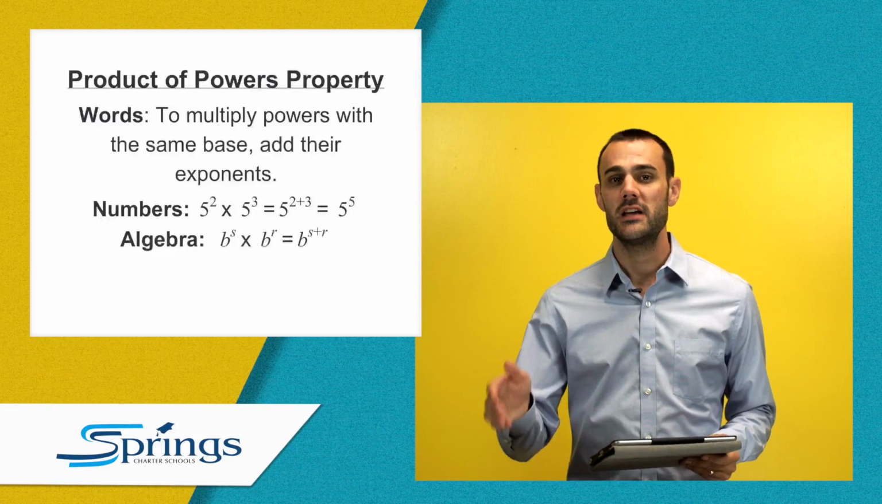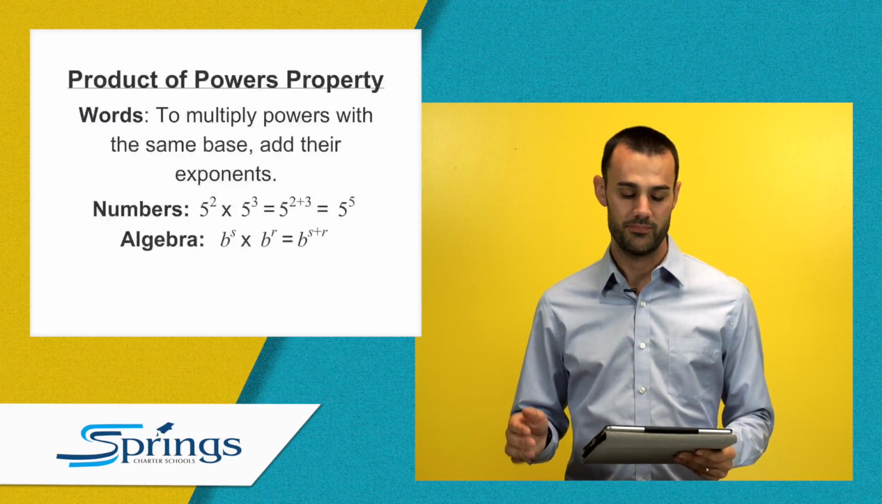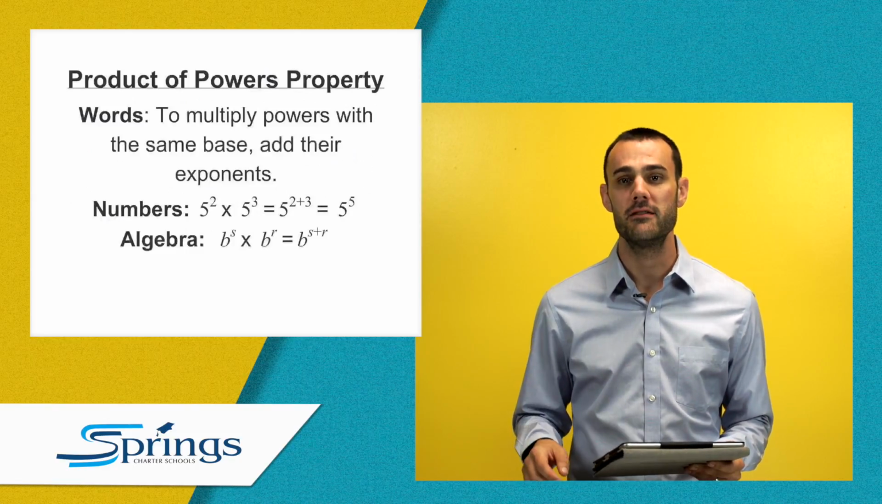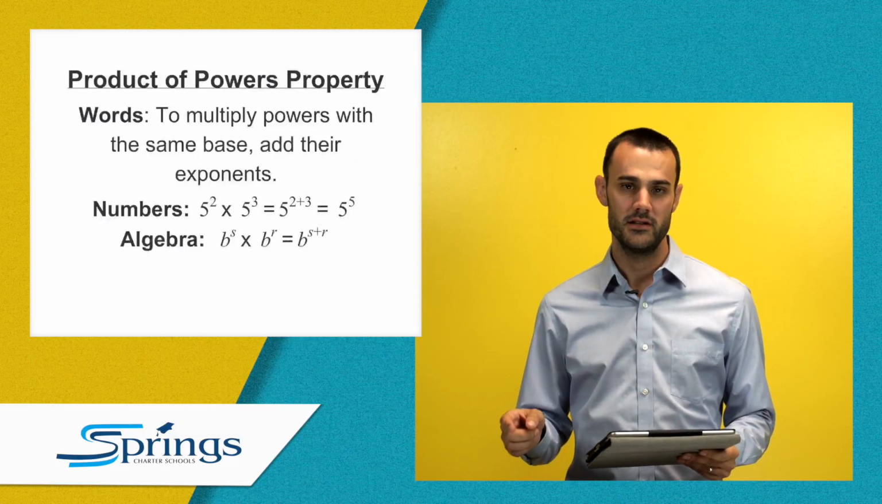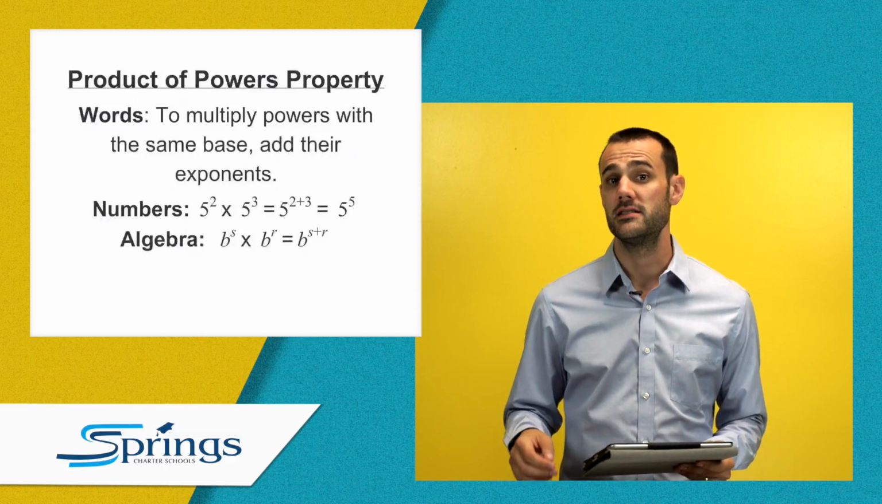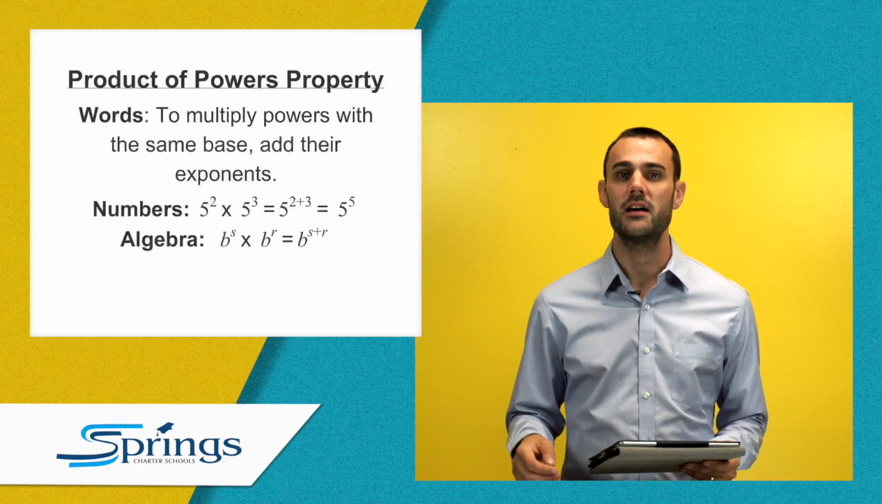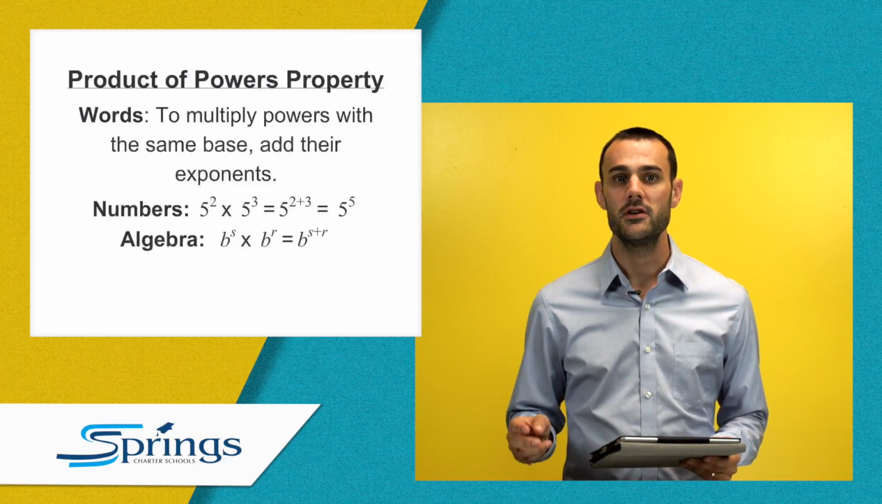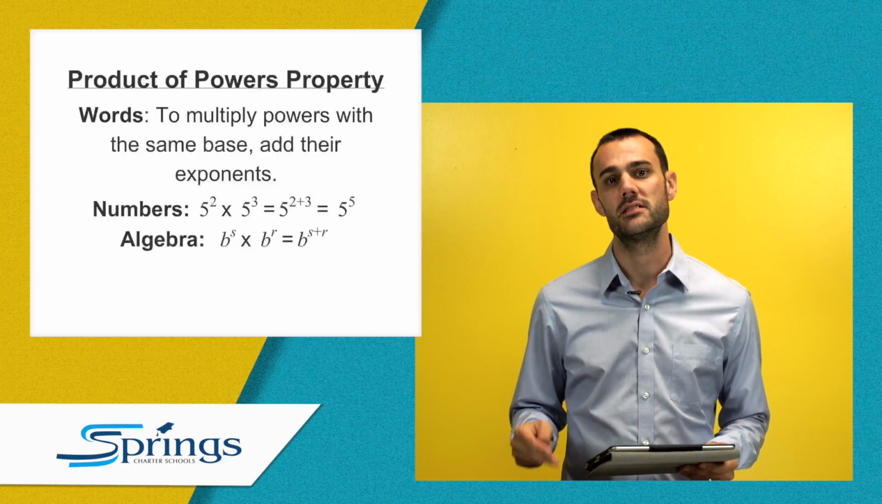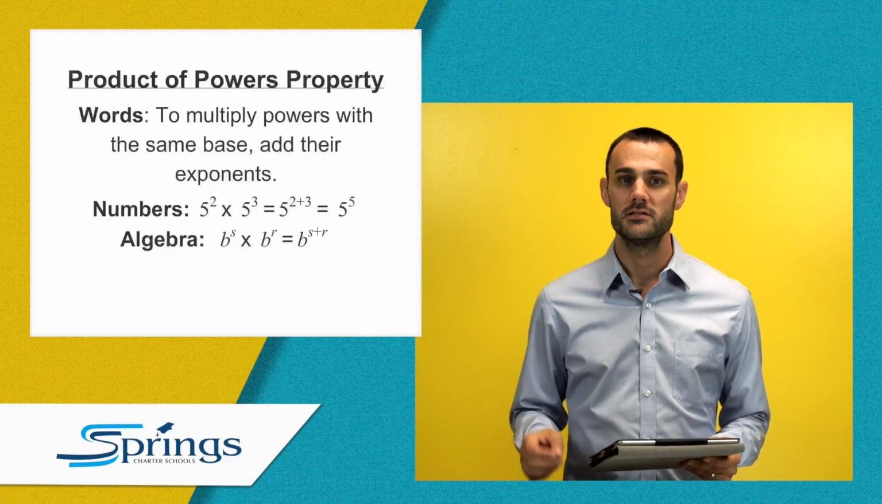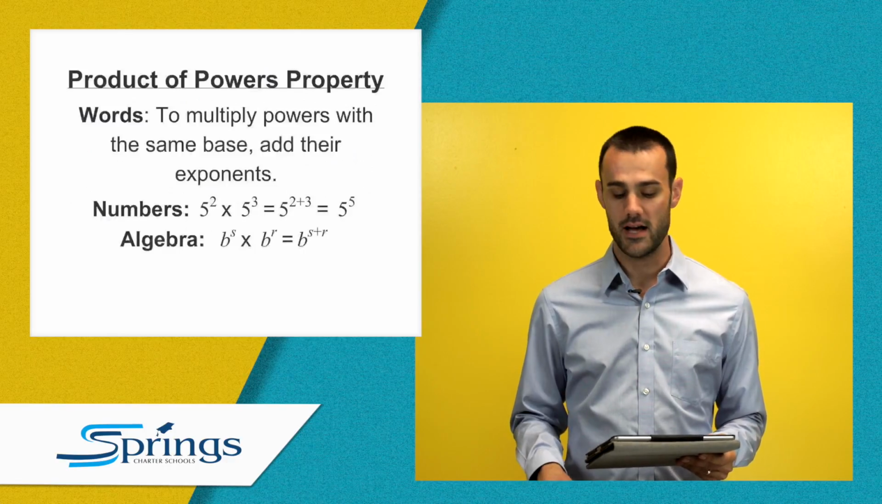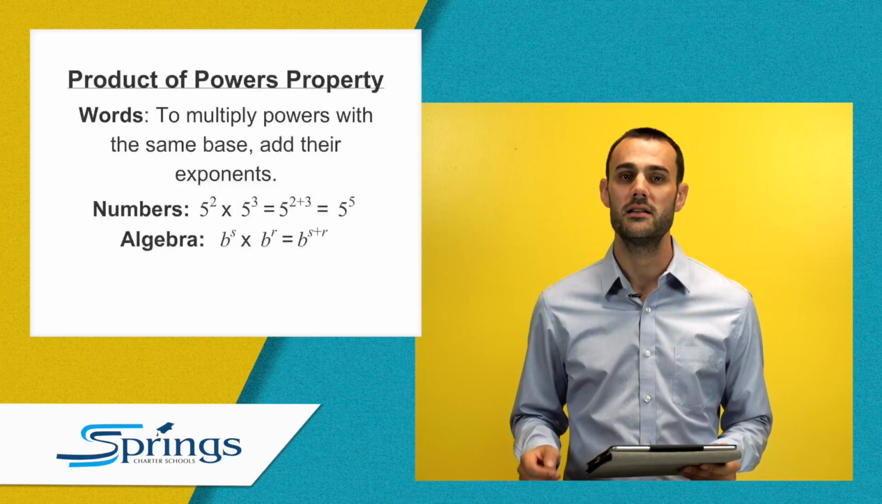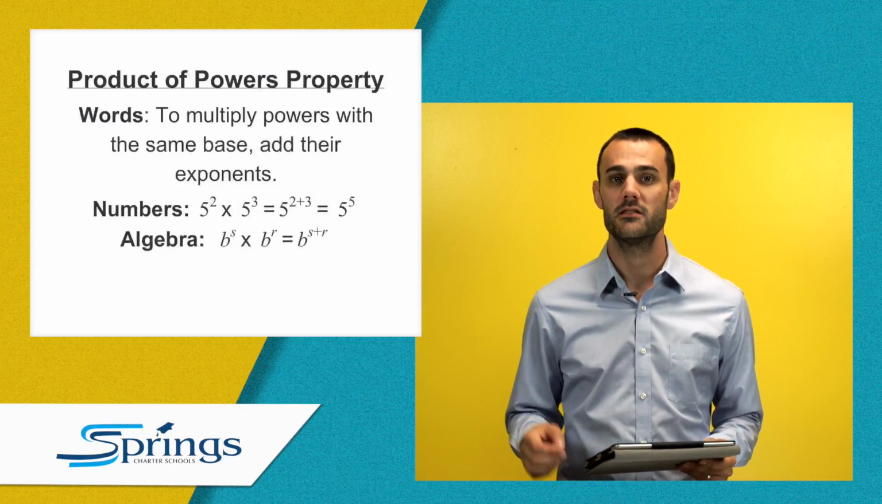Now let's take a look at that number example I was talking about. We have 5 as our base for both of those. In the first one, we have 5 raised to the second power times 5 raised to the third power. Now we know that we need to add those 2 exponents together and keep our base. So 5 raised to the second power times 5 raised to the third power is going to equal 5 raised to the fifth power.